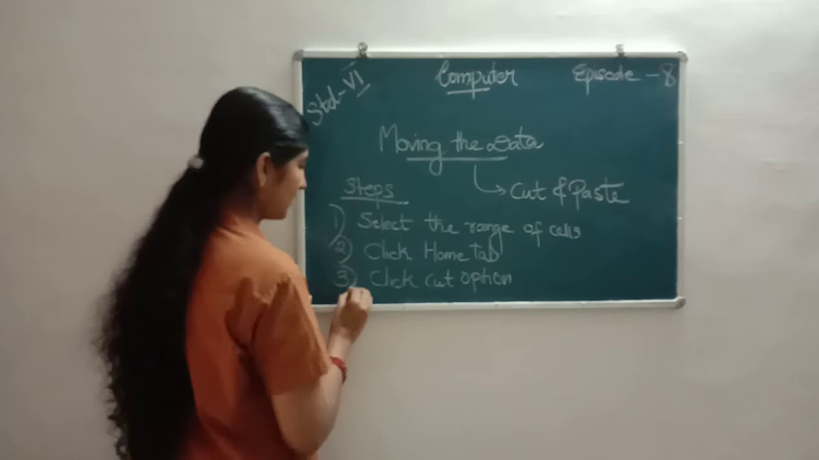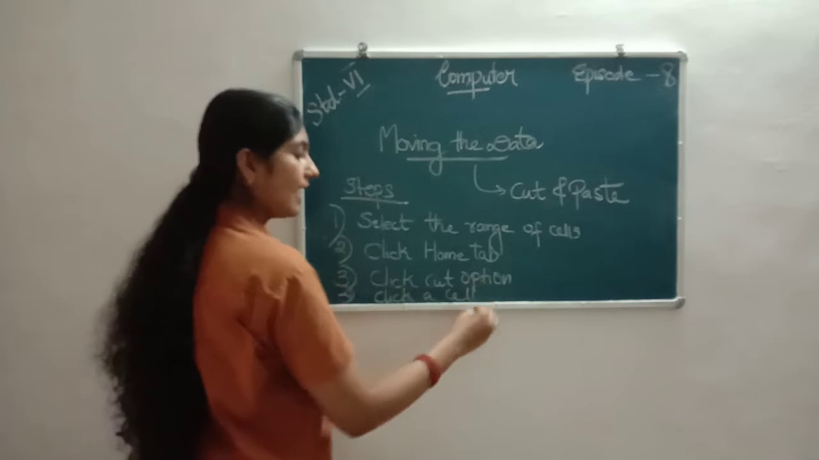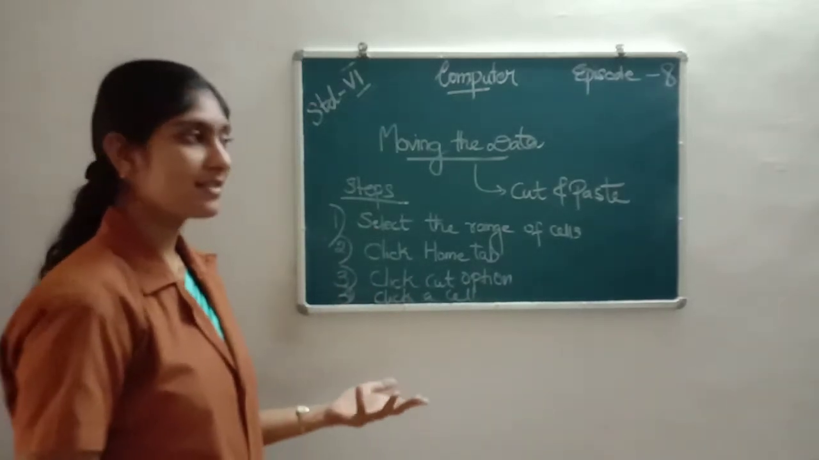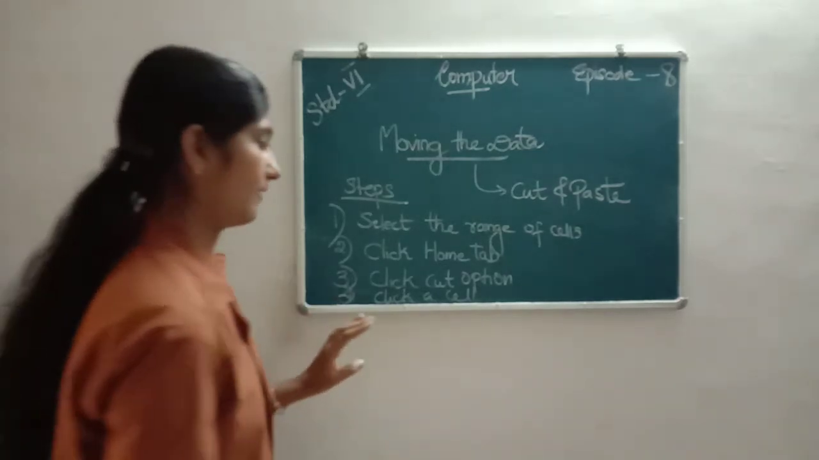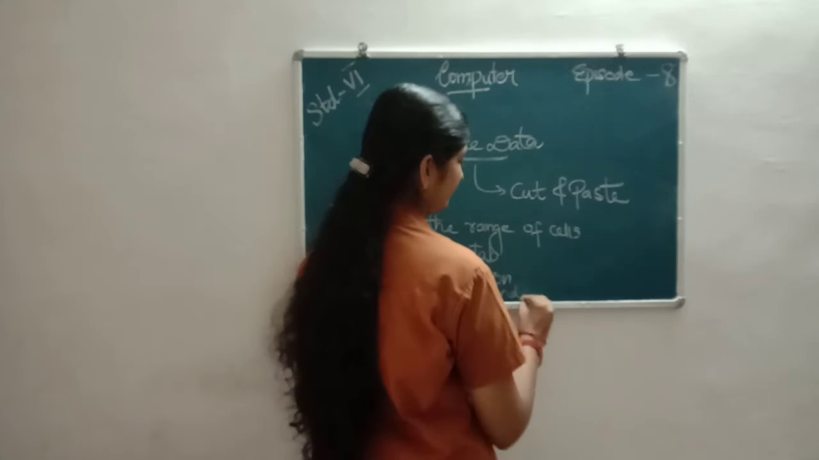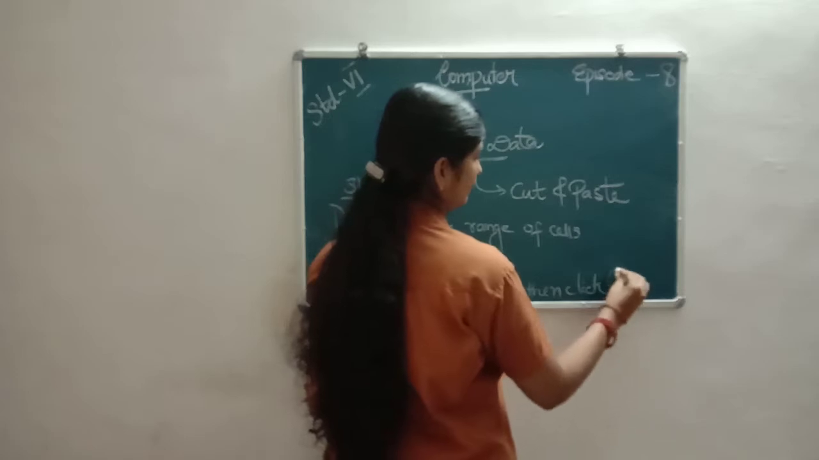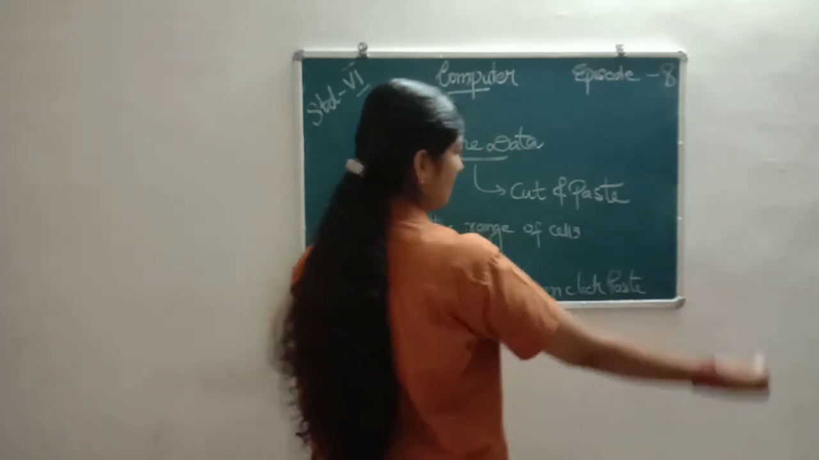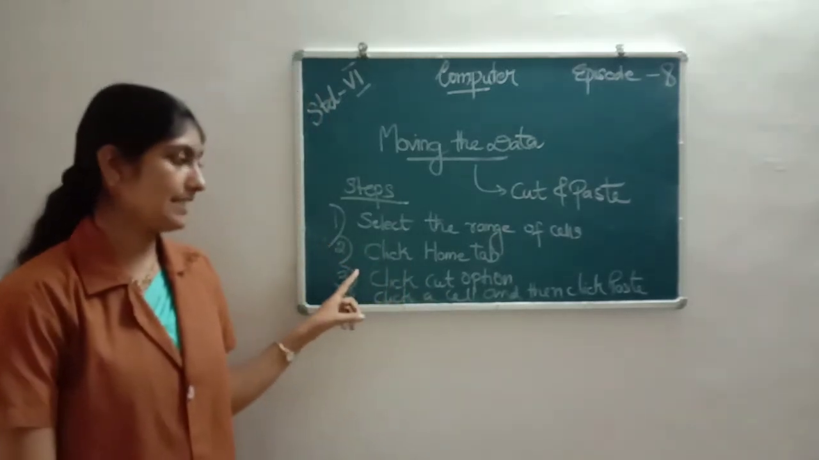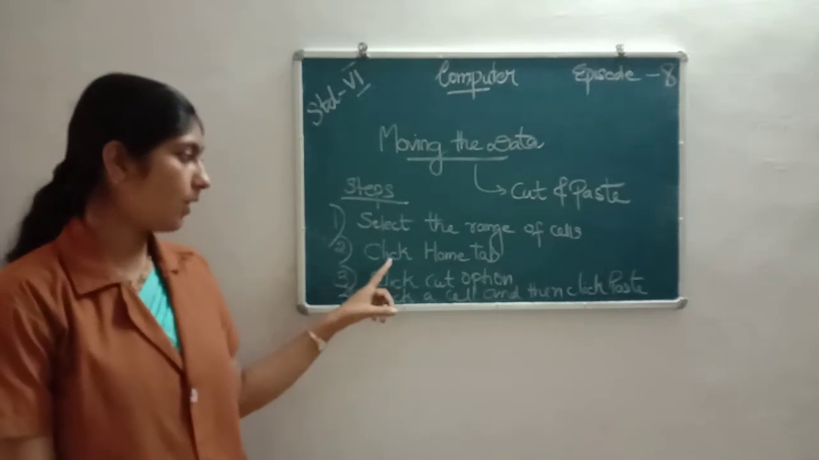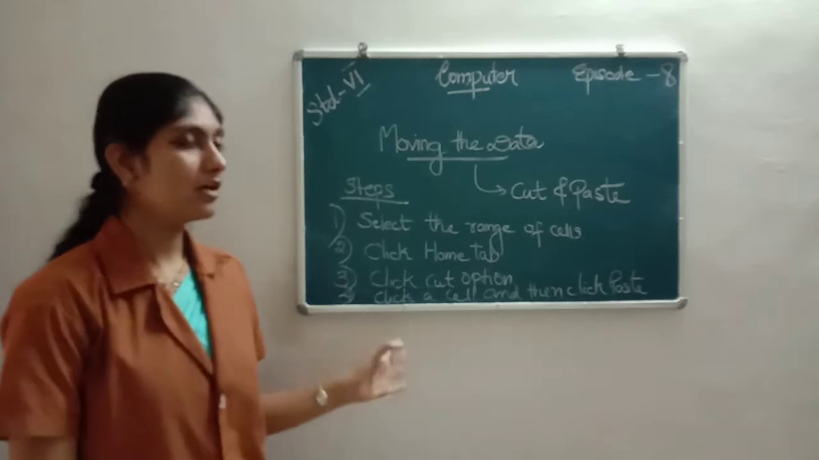Then click the new cell which you want to paste it. Click a cell and then paste on it. So how to paste? Just again go to the Home tab and then click the Paste button. Okay. So what are the ways? First, select the range of cells. Then click Home tab. Then click Cut option and then click a cell and then click Paste button.